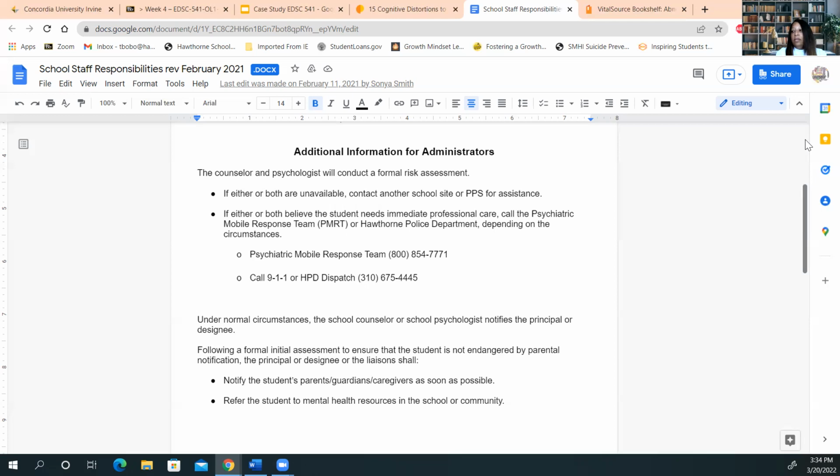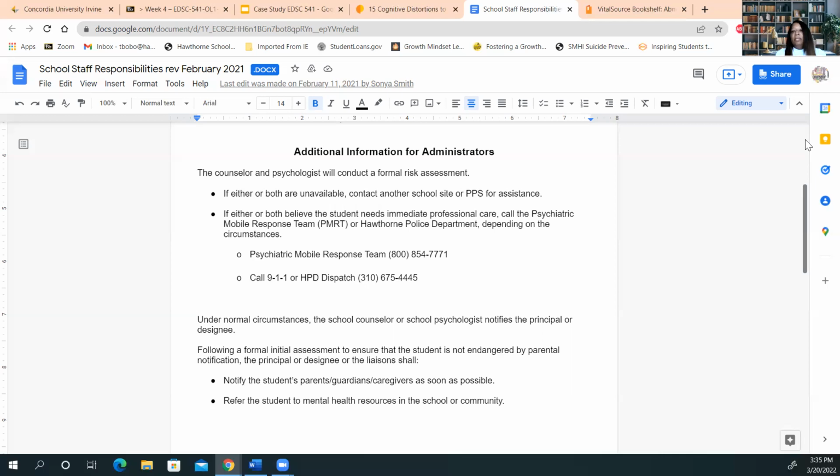If we need to use the psychiatric mobile response team, the PMRT, for us in our region, we use the Hawthorne Police Department, depending on circumstances. We used to have a school resource officer. Unfortunately, we don't have that at this time. And the PMRT wasn't as available in the past. So we have these different organizations that have an ebb and a flow. Sometimes you're able to reach them and sometimes you're not.